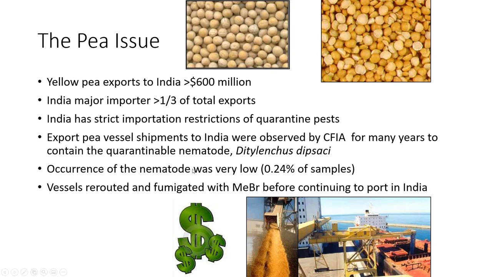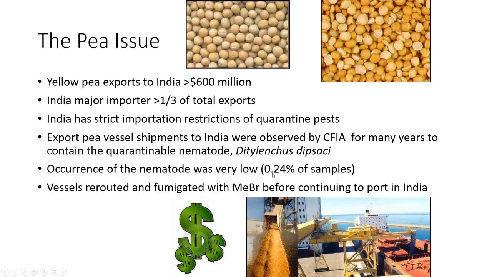CFIA did find a very low occurrence of this nematode in samples, extremely low, less than 1% of samples had what they thought was this quarantinable Ditylenchus dipsaci. Well, that caused big problems, because these vessels needed to be rerouted on the way to India across the Pacific Ocean and fumigated. The gas, actually methyl bromide, would be put into the ship's hold, and that would kill any pests or nematodes present in the hold. Then the ship can go on to port in India and sell the contents. You can imagine that created havoc. It's a lot of money to fumigate, and then the delay. It's pretty much a headache for a low frequency of samples.